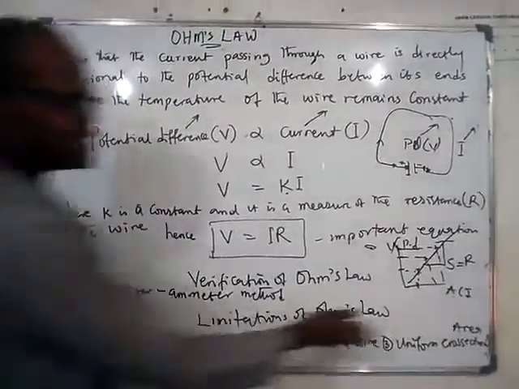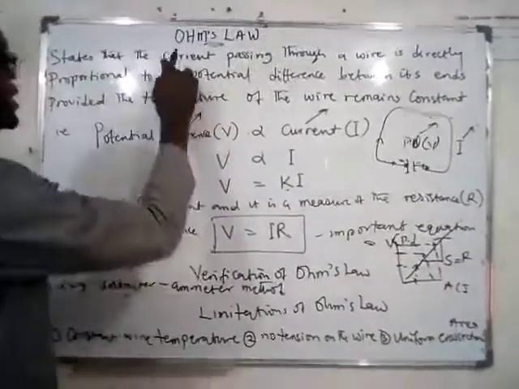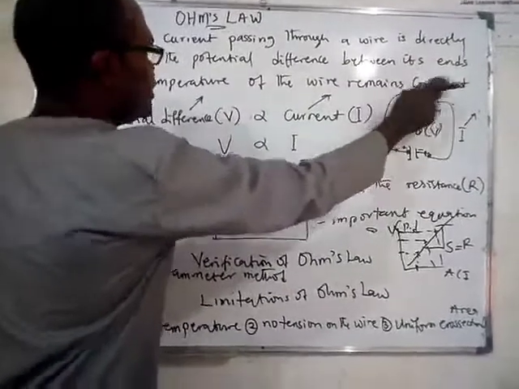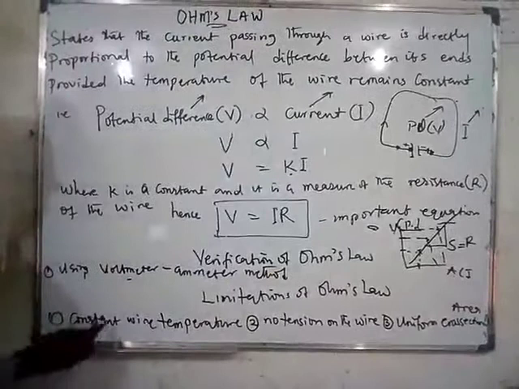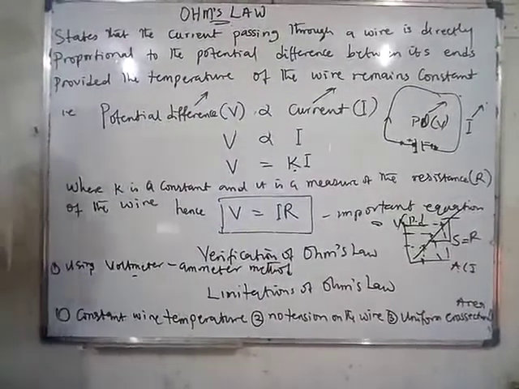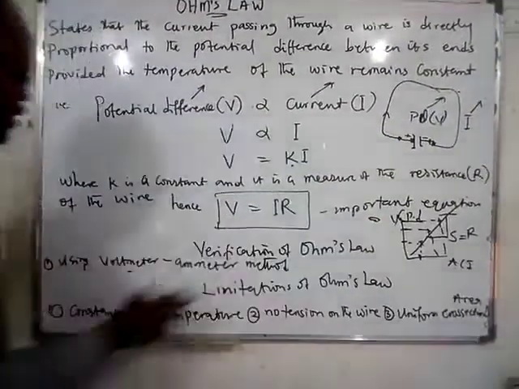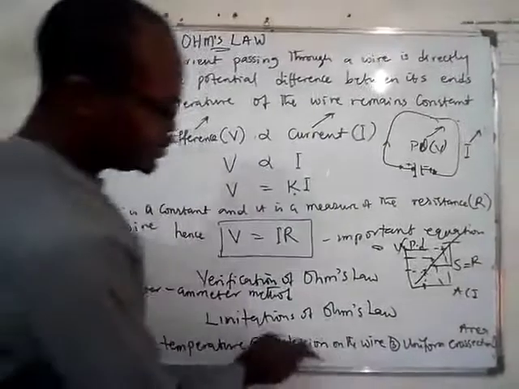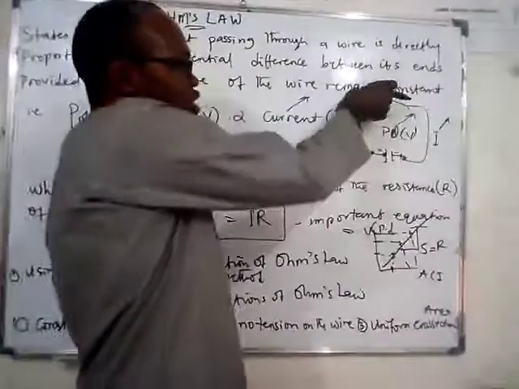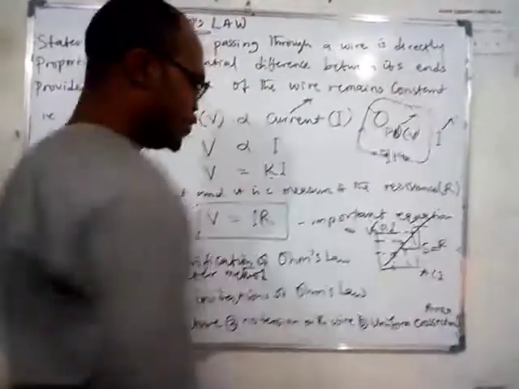Now, what are the limitations of Ohm's law? You see that in the statement, it says that temperature must be constant. So there has to be constant wire temperature. Is that clear? The wire that you're checking for Ohm's law, the temperature must be constant. There should be no tension on the wire. You don't need to apply load on this wire. You just have to keep it the way it is.